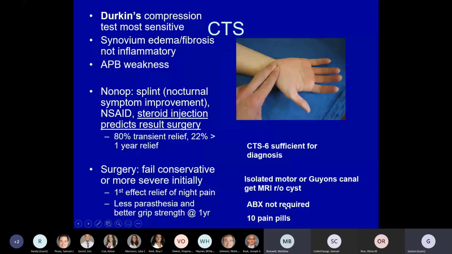Antibiotics are not required for carpal tunnel surgery. That's been asked. And 10 pain pills is the recommended number of narcotic pain pills for carpal tunnel. Also, in the case of Guyon's canal entrapment, I just don't think I had a good place to put this. You'll see isolated motor weakness of the ulnar nerve, and they would want you to get an MRI scan to rule out a cyst in Guyon's canal. Sorry, I don't know why that's in that one spot, but.